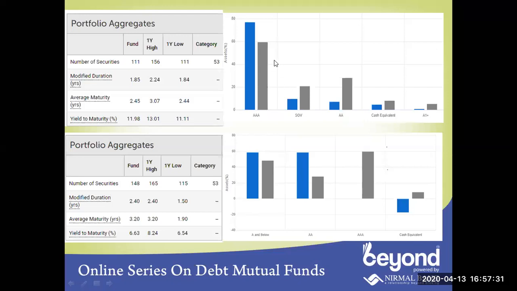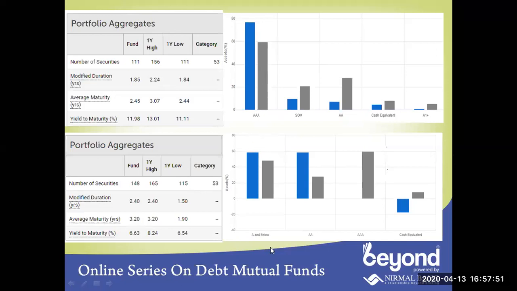Sorry, I have just pasted the charts in the reverse direction. So the second chart is the first portfolio, and the first chart is of the second fund. In the second fund, you will see the AAA exposure is around 80%.